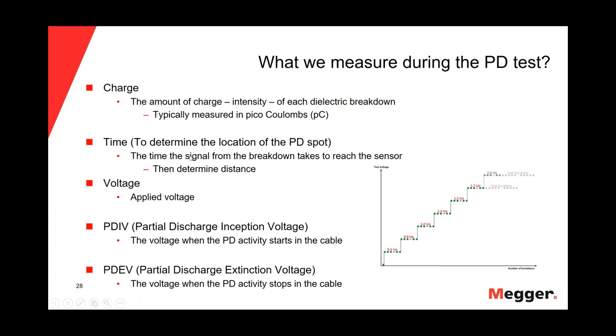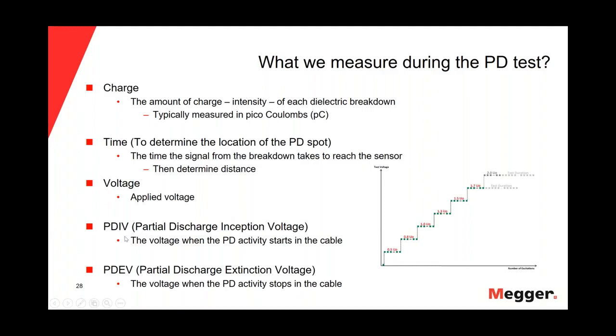So what we will measure during a PD test: the charge is very important, the amount of charge, which means the intensity of each dielectric breakdown, and typically we will measure in picocoulombs. Also, we will measure the time, as we saw in the previous slide. The time the signal from the breakdown takes to reach the sensor, meaning the coupling capacitor, and then we can determine the distance. The voltage is also very important because there is a dependency of the partial discharge versus the voltage, which means that if we detect PD activity at 0.8 unit, and we increase the voltage to 1 unit, the level of the partial discharge will increase. So that relation is also important.